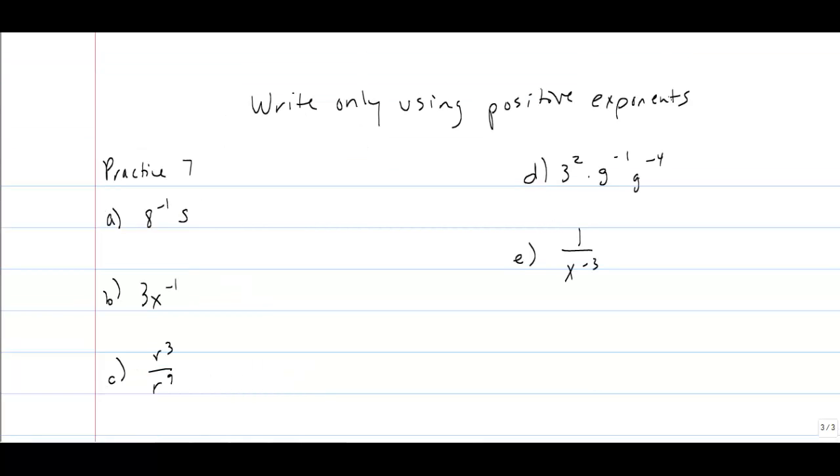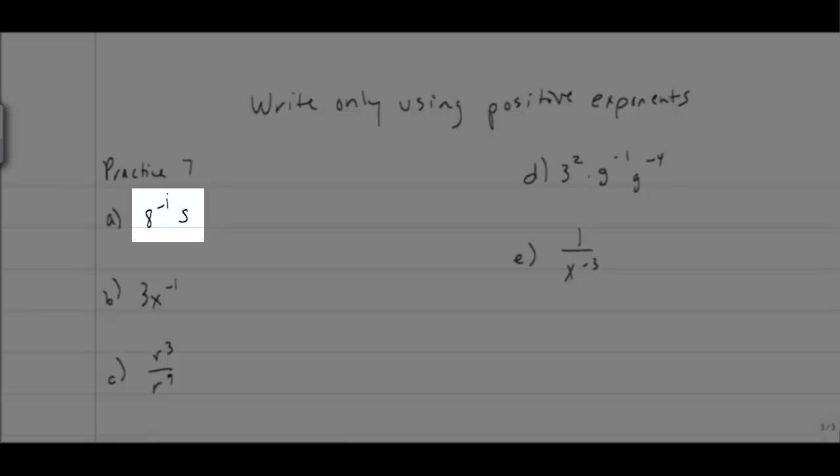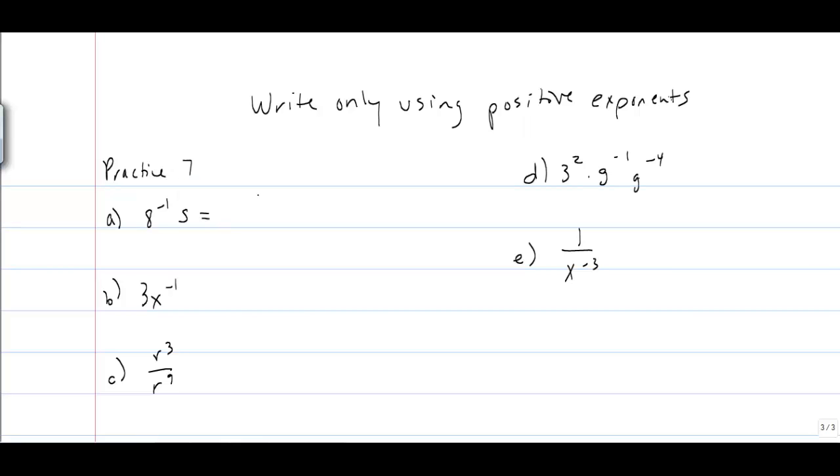These problems I love because it really puts everything together. For instance, let's look at A. We've got this exponent, this to the negative 1 power. And we also have this s out there. But the s has no exponent, so it stays in the numerator. But this 8 to the negative 1 power, that means we're going to find its reciprocal, and the reciprocal of 8 is 1 over 8.